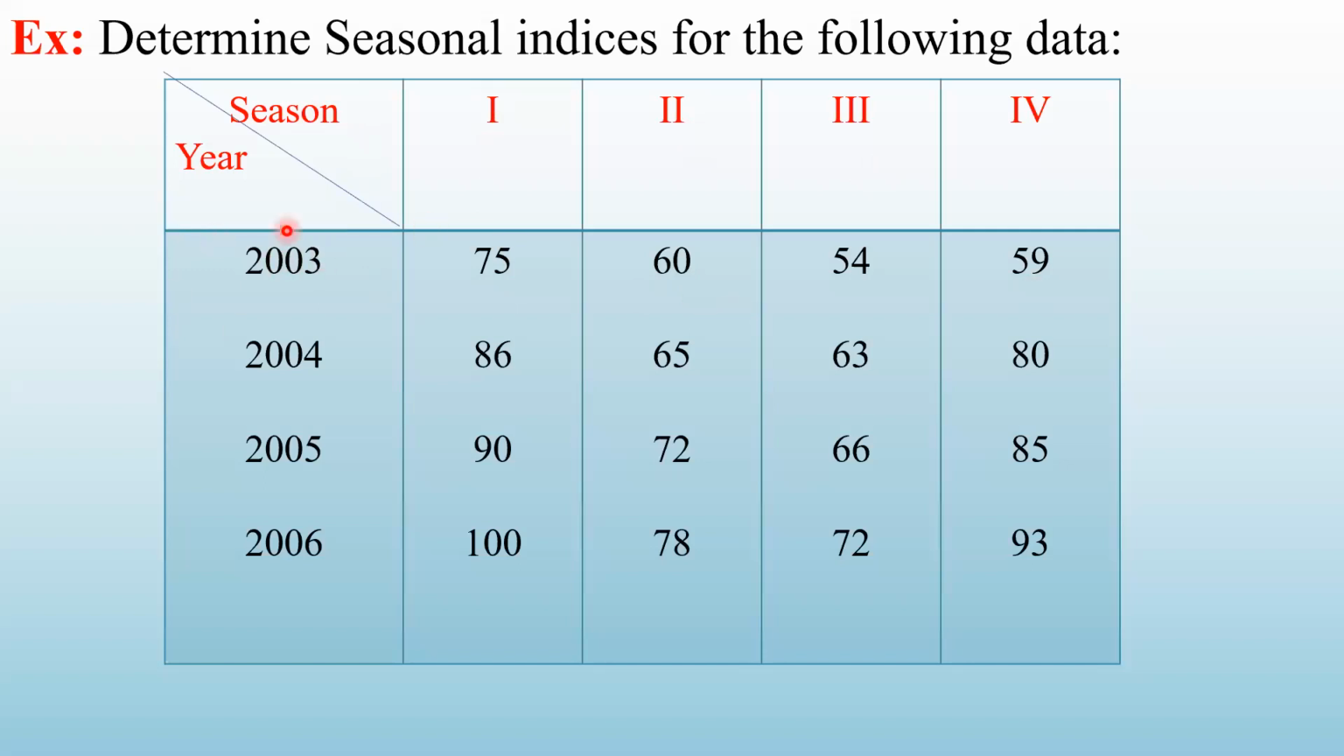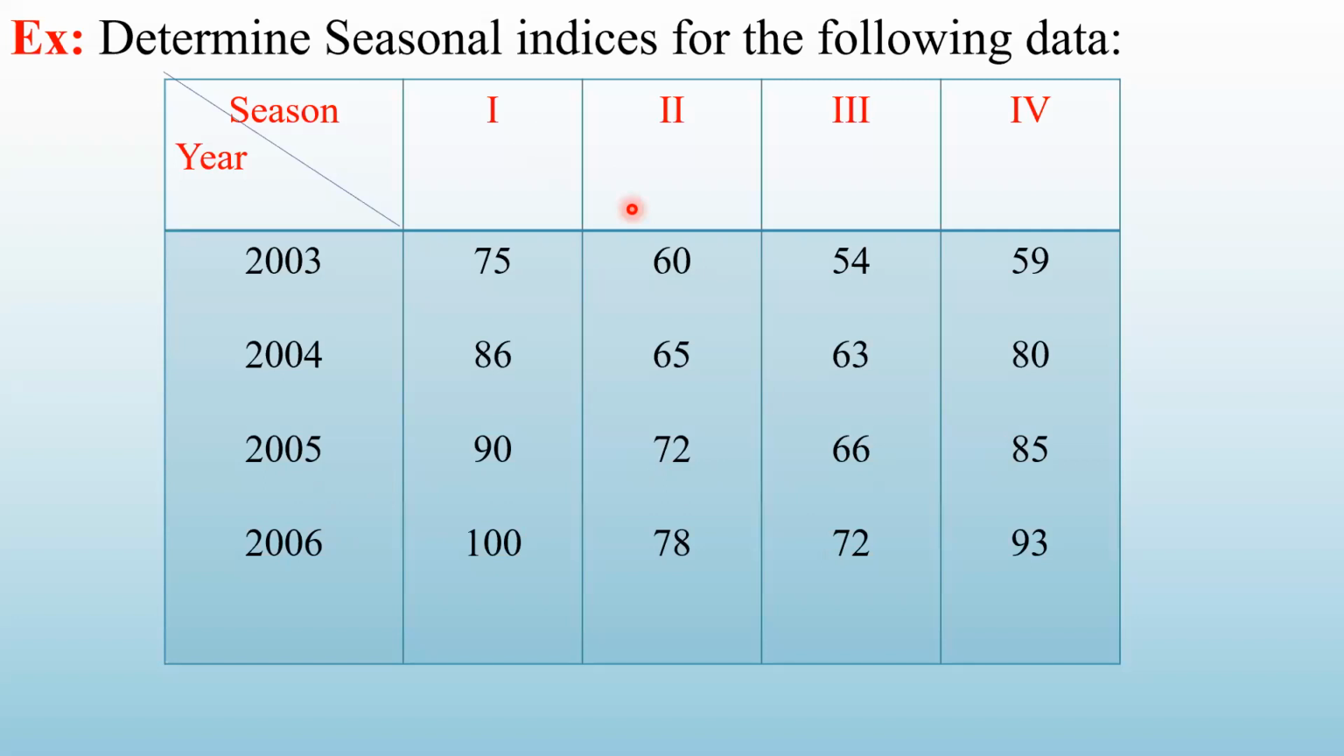For example, for the year 2003, in the first season the value is 75. For the second season, 60. Third season, see there is a decrease, 54, and 59. So here you are given the values as per the season. For 2004, the values are 86, 65, 63 and 80. For 2005, it is 90, 72, 66, 85. For 2006, it is 100, 78, 72 and 93. Now let us see how to find out the seasonal indices.